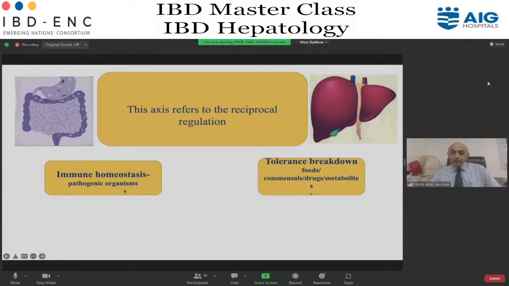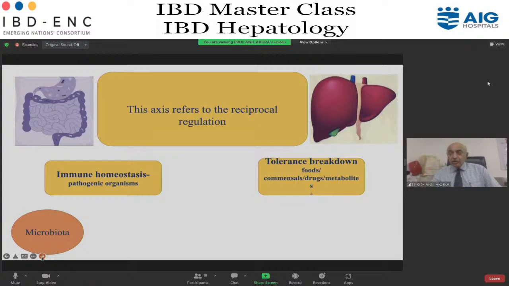That would mean any pathogenic bacteria transgressing the boundaries of the gut and seeping into the liver through the portal vein is taken care of by hepatic Kupffer cells. That means all upcoming microorganisms or bacteria will be taken care of by the Kupffer cells as they are pathogenic organisms. But every food component, most of the drugs, and a number of the metabolites of the bacteria are tolerated by the liver on a day-to-day basis.